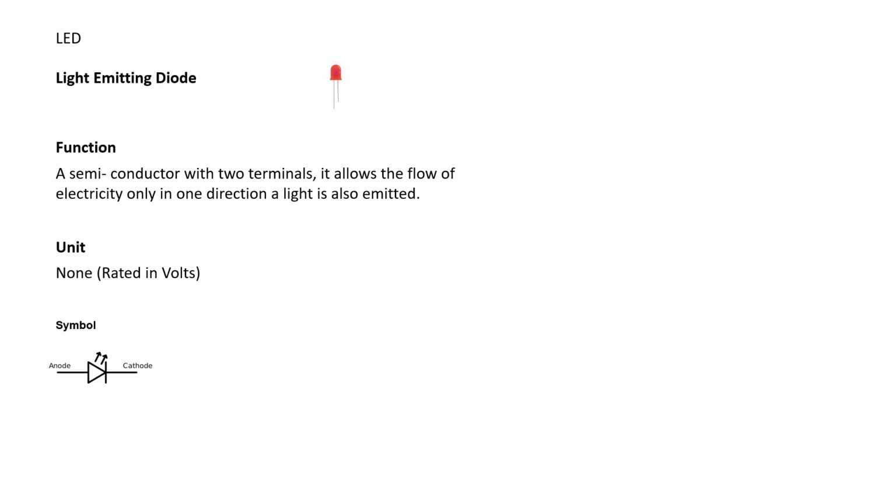The LED, light emitting diode. Function. A semiconductor with two terminals. It allows the flow of electricity only in one direction. A light is also emitted. Unit is rated in volts, and the symbol is like a diode with two arrows pointing outward.